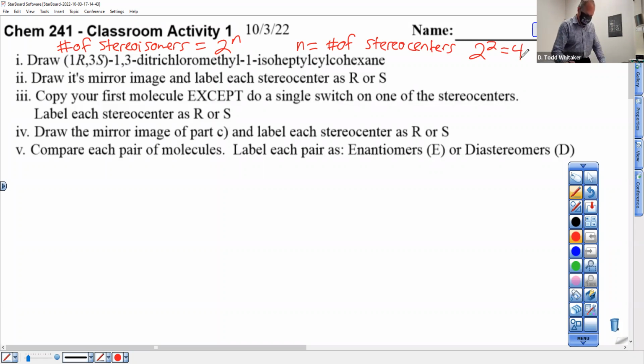So here's our molecule. We're going to start by drawing cyclohexane. Cyclohexane in blue. And we got carbon 1, carbon 2, carbon 3. On carbon 1, we have a... how do you know it's a trichloromethyl group?